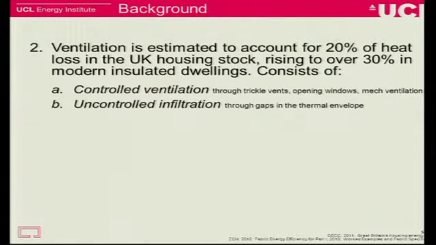So given that ventilation is important, the problem is whenever we go to the heating season, bringing in the cool external air adds significantly to the space heating load, and it's estimated to be about 20% across the UK housing stock. But whenever you start to look at modern, well-insulated dwellings, this rises to over 30%. And this air that comes in consists of two portions, the controlled ventilation through the windows, trickle vents, etc. But then also the continuous background infiltration, and that comes in through the gaps.